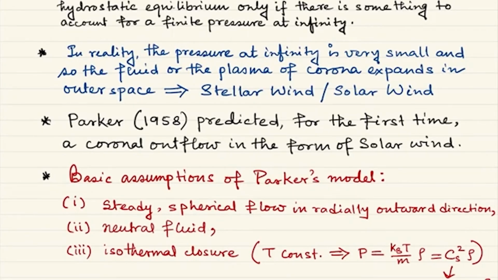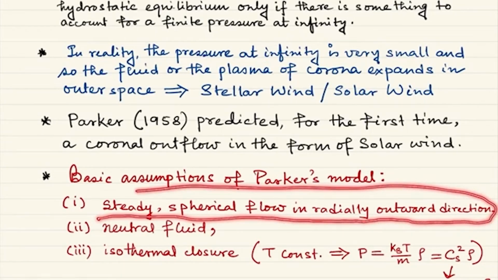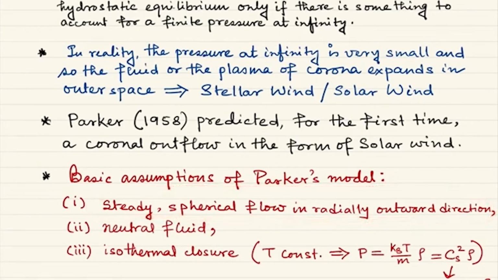So the basic assumptions of Parker's model were, of course, a steady spherical flow of the coronal plasma in the radially outward direction. Although he realized very well that this is a plasma, an ionized, charged fluid with ions and electrons mostly, as a first approximation he assumed his model to be constituted of neutral fluids. Okay, and that's why we are talking in this context. Otherwise, I would have talked about this after introducing plasma and the plasma fluids.